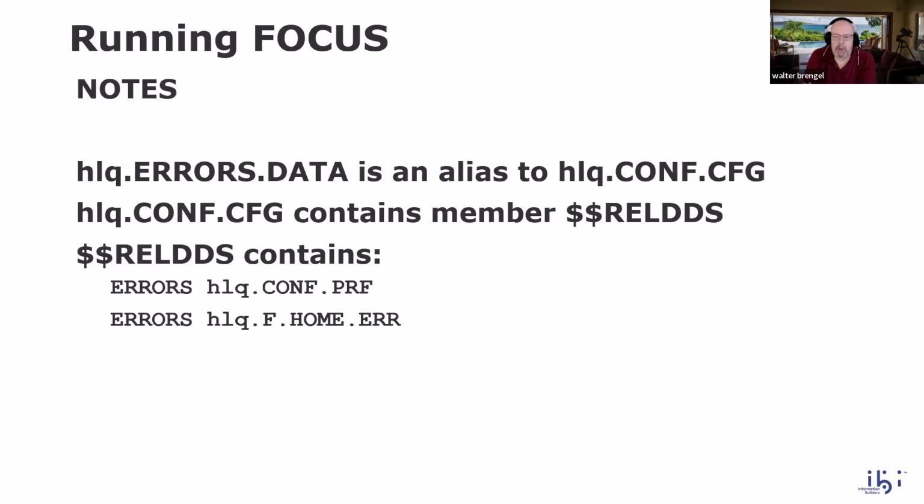So a lot of times when you copy it over, if you don't know that this is here, then you never changed your high-level qualifier in $REL DDS. And when you try to go to it, you might have removed it. It might not be there anymore, and you might have an error. Or you might have some configuration files that you needed in the new high-level qualifier, and they're not being found because you're still pointing to the old ones.